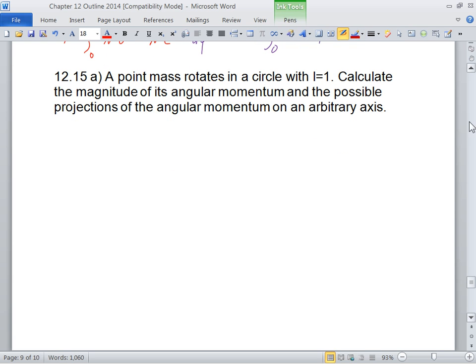A point mass rotates in a circle. I think you're supposed to realize that that's not an I, but a little L, right? I've got to somehow fix these. Calculate the magnitude of its angular momentum and the possible projections of the angular momentum on an arbitrary axis.